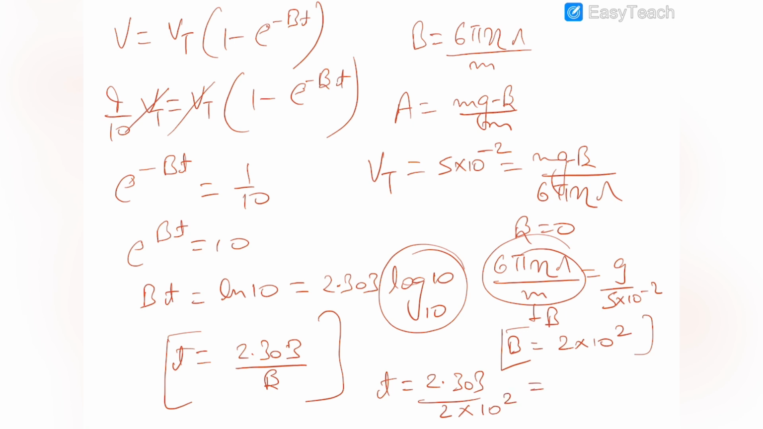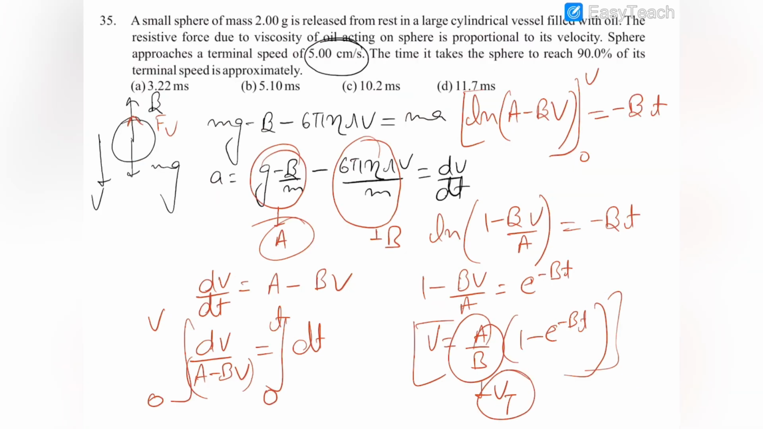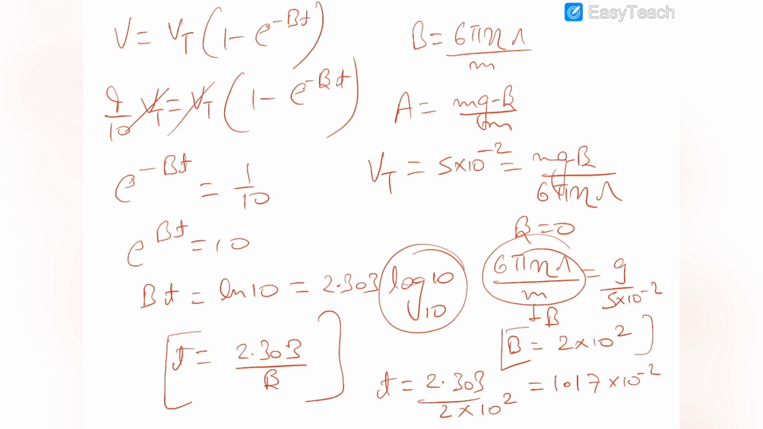So it is 1.11, in fact 1.17 into 10 raised to the power minus 2, and we have to find this time in milliseconds, so we can write it down as 11.7 milliseconds.